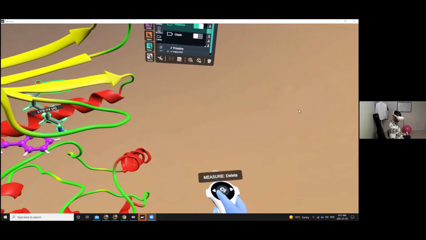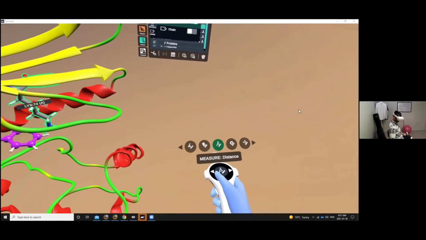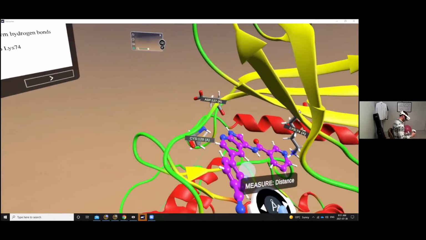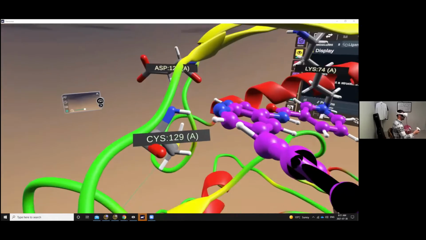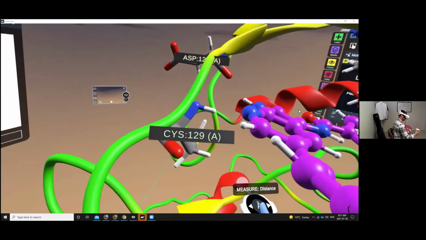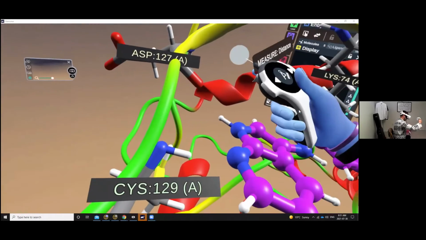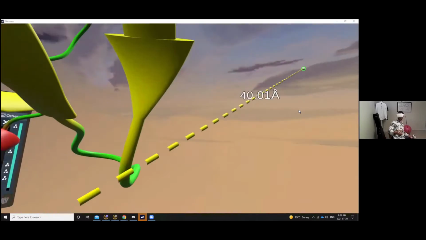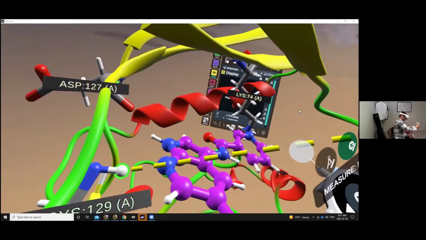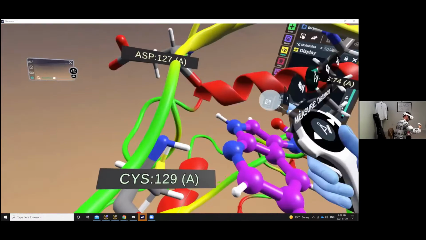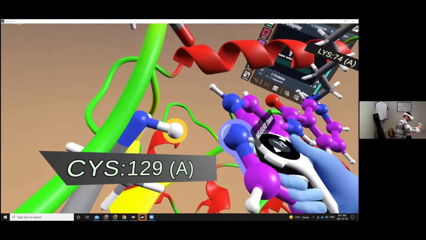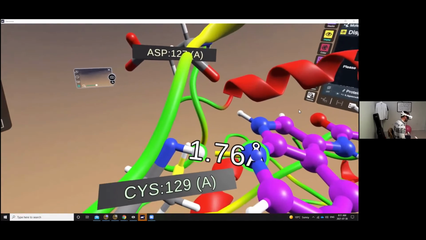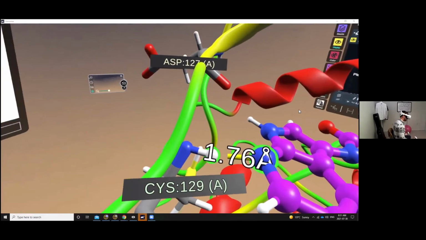Delete that. Okay, so 129. Let's make this a little bit bigger. Okay, 129, there's a hydrogen bond here. 129. Okay, that's sitting at a distance of 1.76 angstroms. A hydrogen bond will sit around 2 angstroms as an atomic distance.